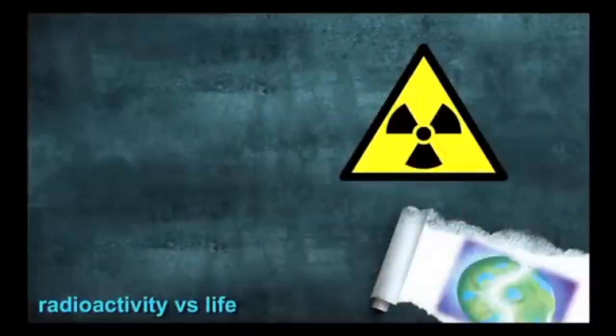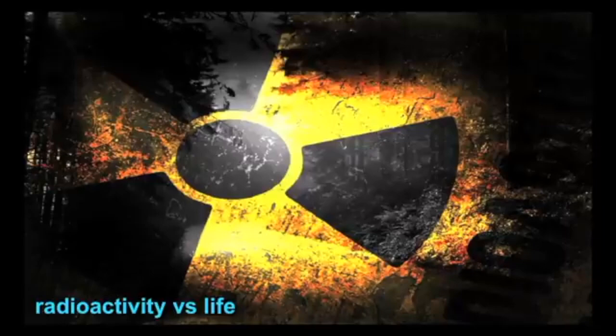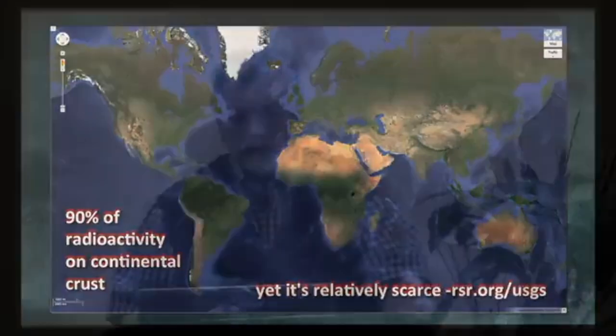We've already discussed how in radioactive decay, there's an alpha particle, and that thing will cause birth defects. And that's all over the world today. Thankfully, if you look at the crust of the earth, the crust of the continents, that's where all the radioactivity is, mostly. But it's relatively rare, thankfully. But it is on the continents.